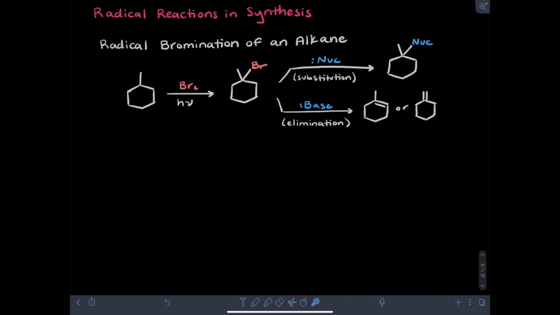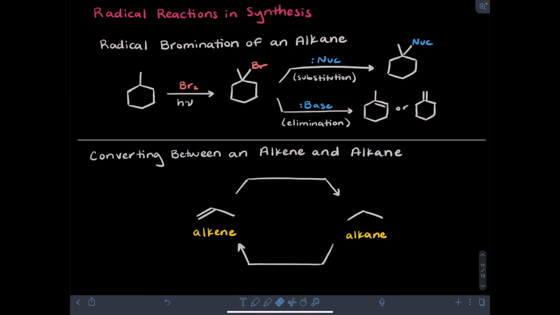In this particular alkyl halide, there are 2 different types of beta positions, a methyl group compared to these 2 CH2 groups of the ring, and by choosing the size of your base carefully, you could form one of the alkenes shown. The radical bromination of an alkane is useful in converting between an alkane and an alkene.